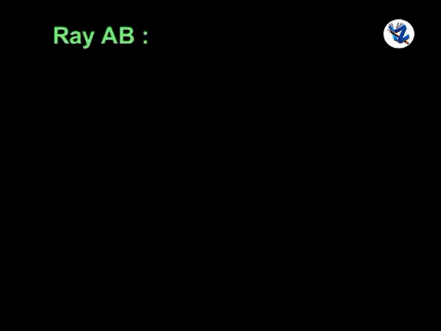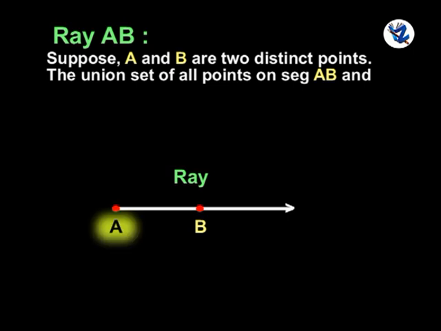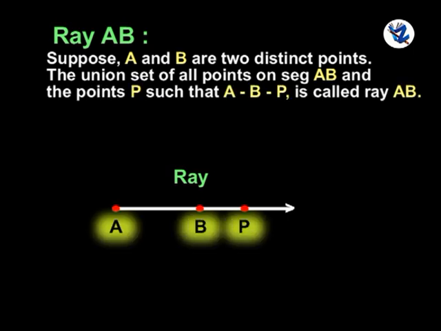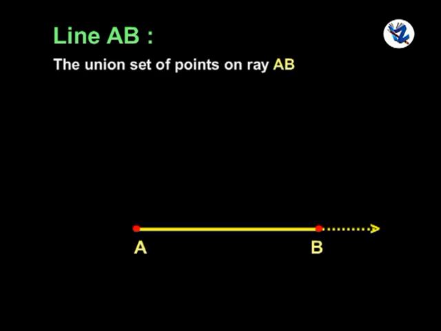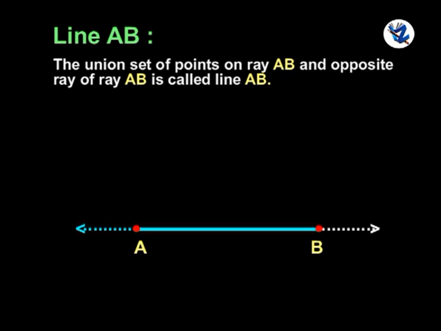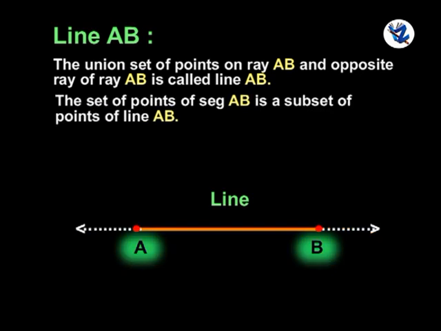Then ray AB. Suppose A and B are two distinct points. The union set of all points on seg AB and the points P such that A-B-P is called ray AB. Here point A is called the endpoint of ray AB. Then line AB. The union set of points on ray AB and the opposite ray of ray AB is called line AB. The set of points of seg AB is a subset of points of line AB.